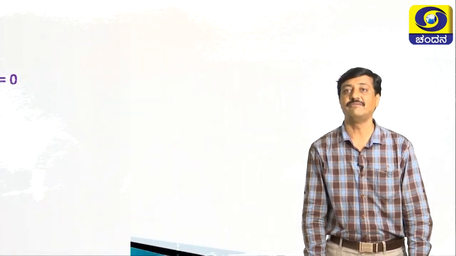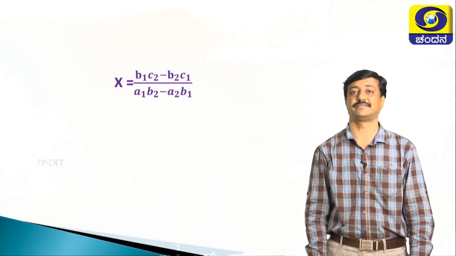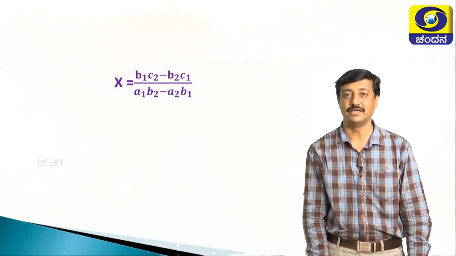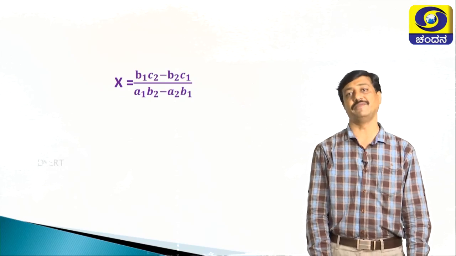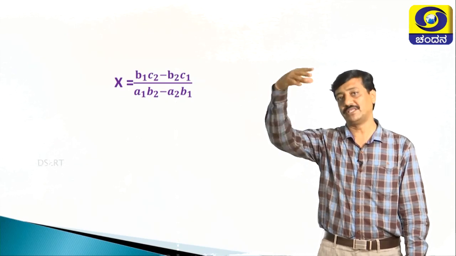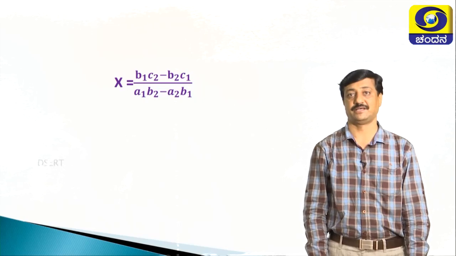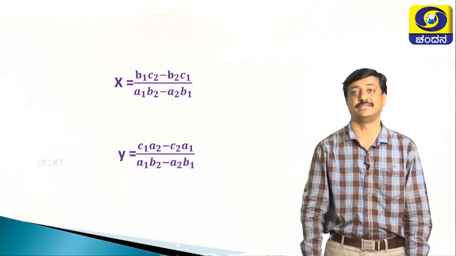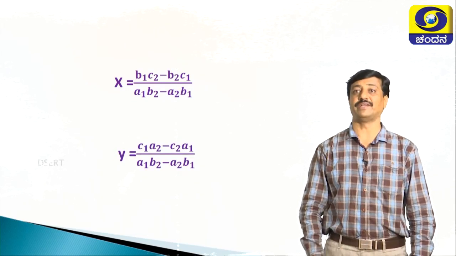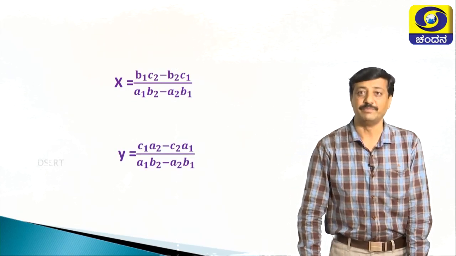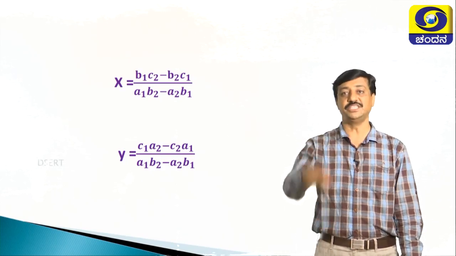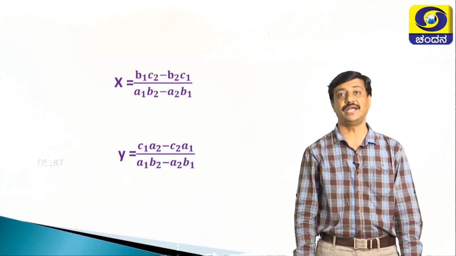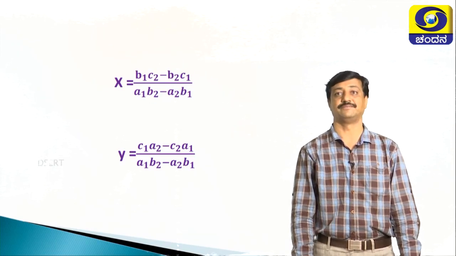Both x and y values are like this. x is equal to B1 C2 minus B2 C1 divided by A1 B2 minus A2 B1. By comparing the first ratio with the third, you get this value of x. By comparing the second ratio with the third ratio, you can get the value of y like this. y is equal to C1 A2 minus C2 A1 divided by A1 B2 minus A2 B1. These two you have to consider as important formulae to calculate the values of x and y.